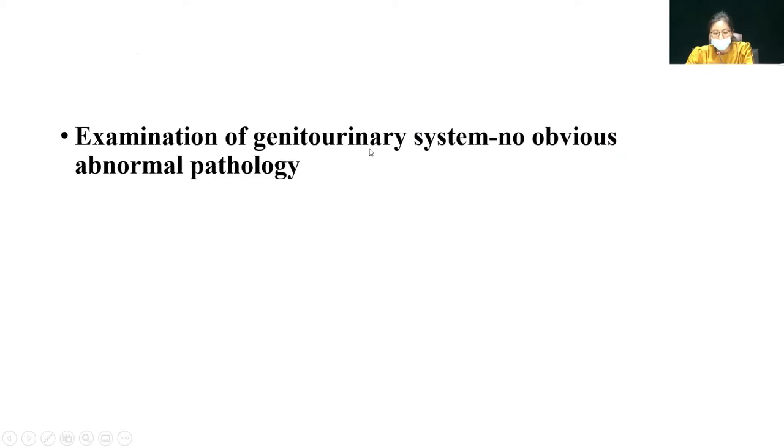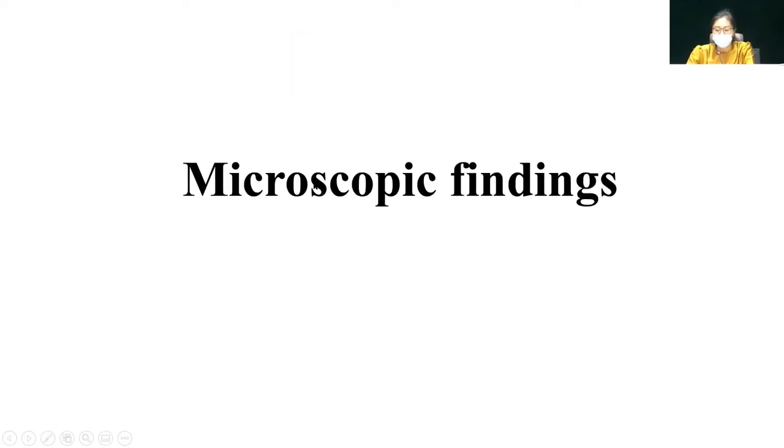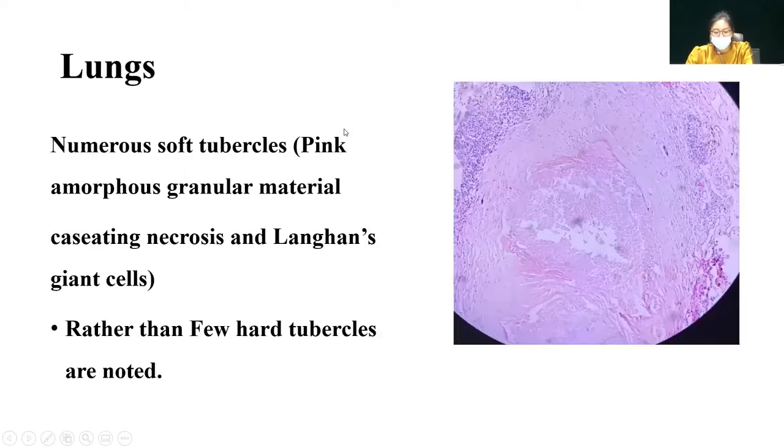Examination of the genitourinary system was also done, but there is no abnormal pathological finding. So our postmortem preliminary diagnosis was pulmonary tuberculosis infection with chronic passive venous congestion of lungs, liver, and spleen, and shock kidney, and also subdural hematoma. We took tissue for histopathological examination.